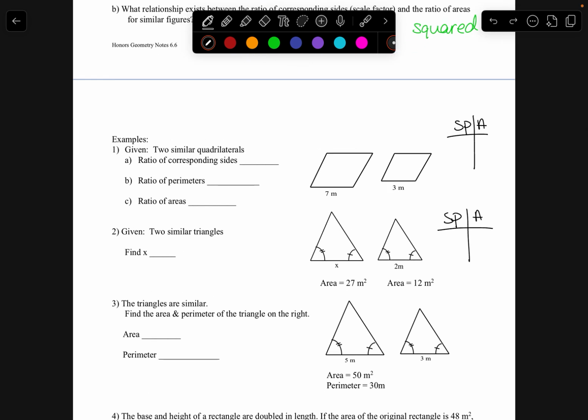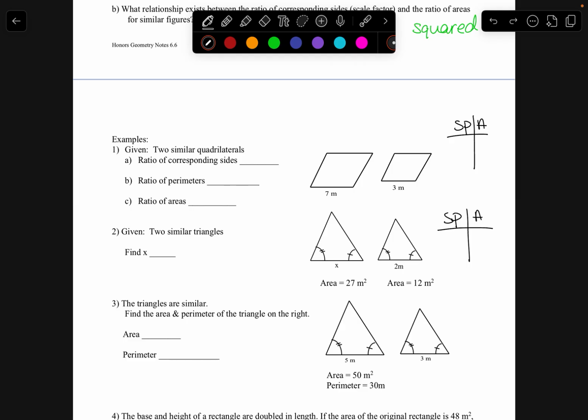But essentially what we're going to do is look at what we're given. Are we given our sides? Are we given the perimeters? Or are we given the areas of these similar figures? And we're going to put them in our SPA chart. And then we are going to finish filling out the SPA chart based on the information that we're given.